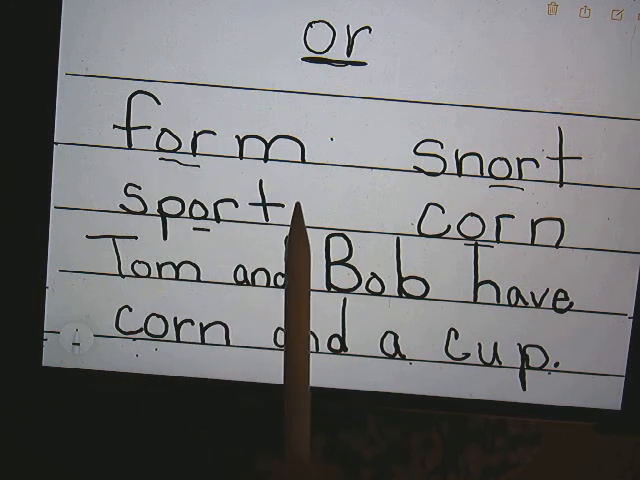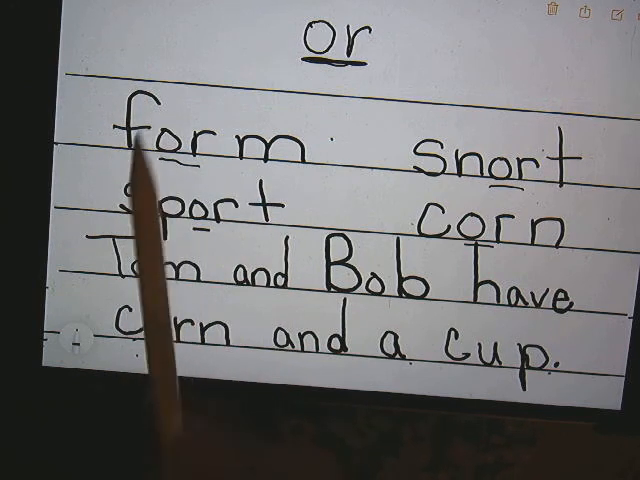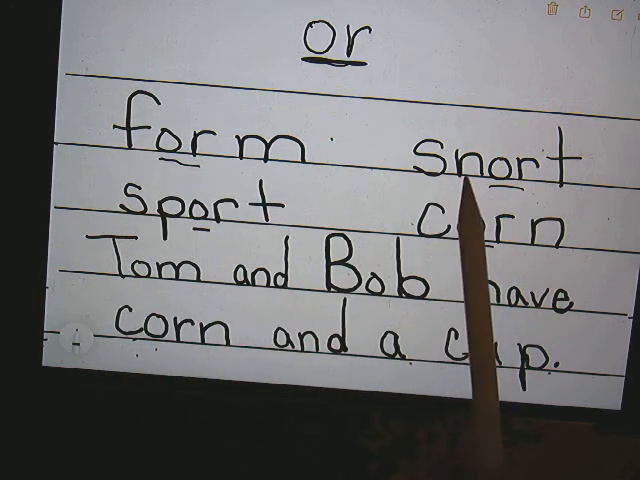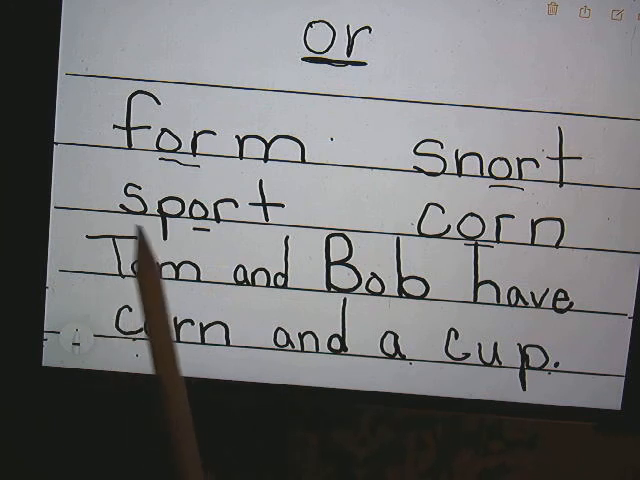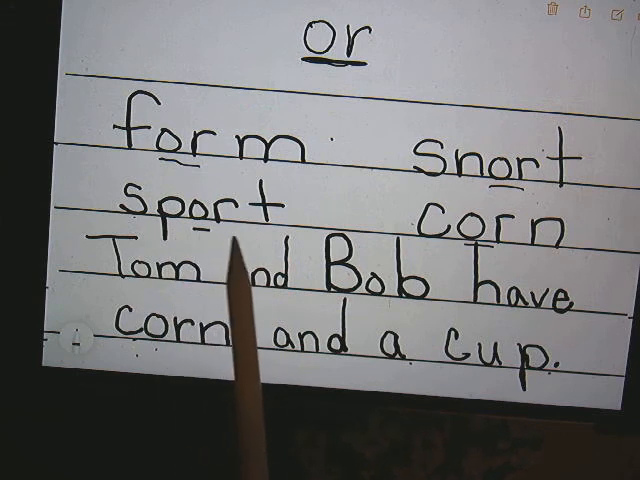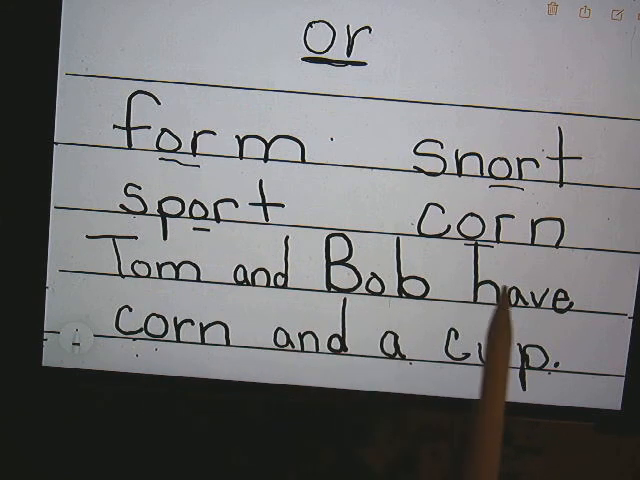Or, form. Again, all lowercase letters. If this is an uppercase letter, you need to change it. Snort, S-N-O-R-T. Again, all lowercase. The next word is sport. Sport, S-P-O-R-T. Make sure it's all lowercase. The next is corn. It should all be lowercase.